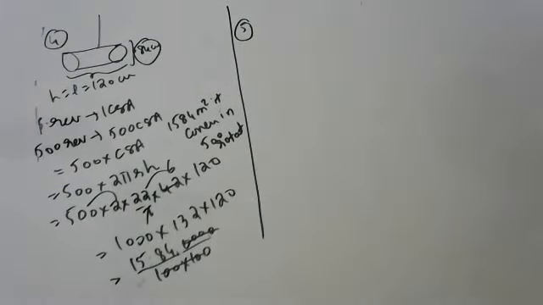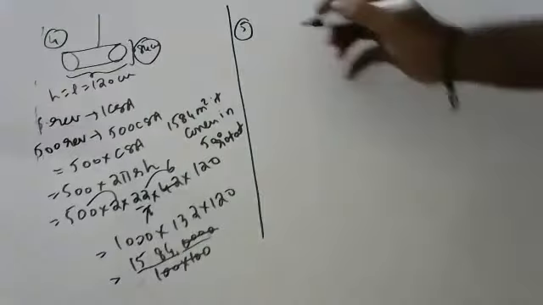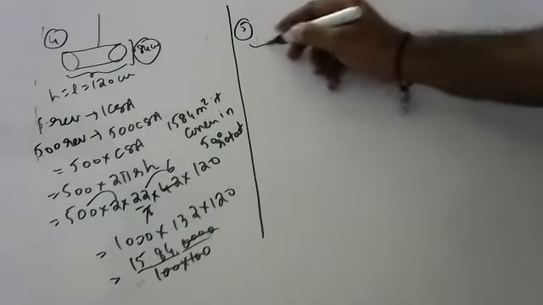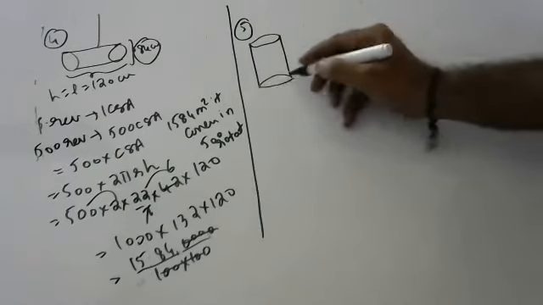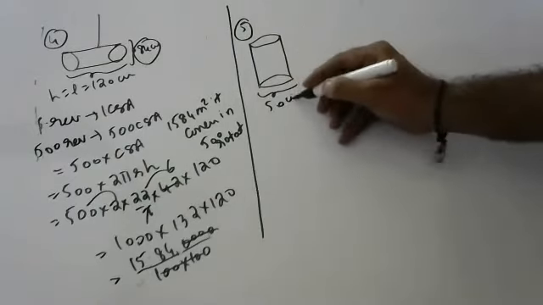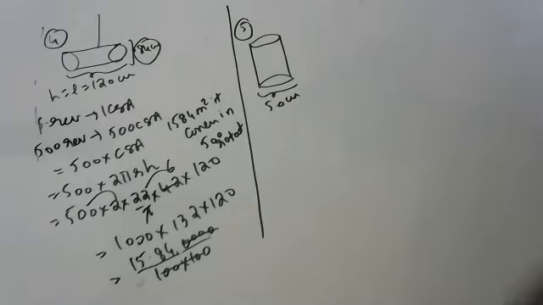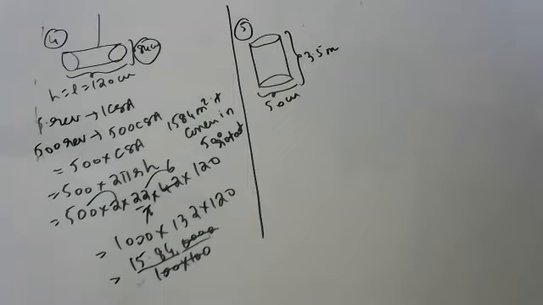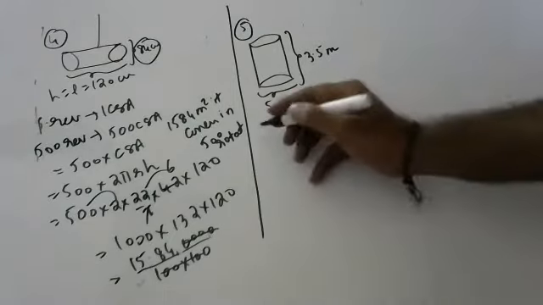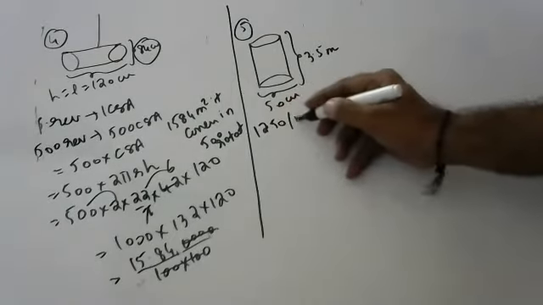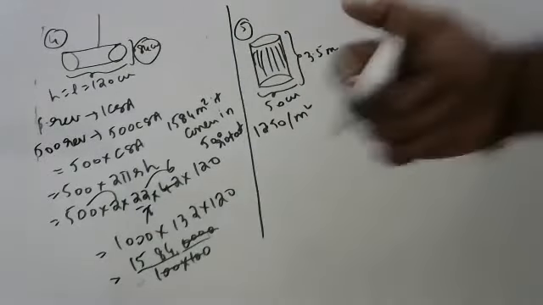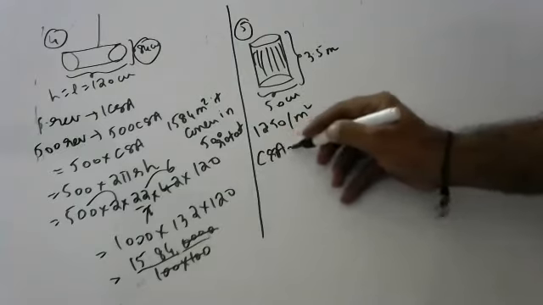Yes, sir, tell me the sum. A cylindrical pillar is 50 centimeters in diameter and 3.5 meters is the height. Find the cost of painting at the rate of 1250 per meter square. Cost of painting means only CSA will be painted. CSA of cylinder is 2 pi rh.